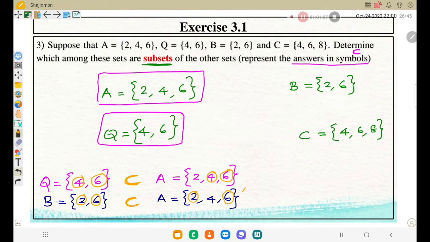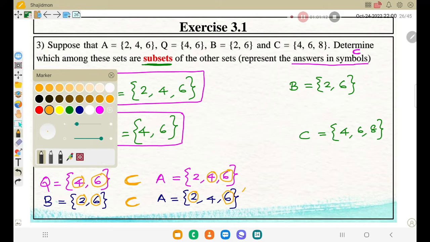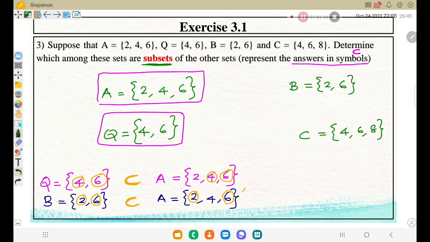So Q subset of A, first answer. B subset of A, second answer. Now one more option is there. Can you think what is the third option? Which set is a subset of another set? We can write Q and C, correct? For example, Q {4, 6}. Is it a subset of C? Yes. {4, 6, 8}, correct?